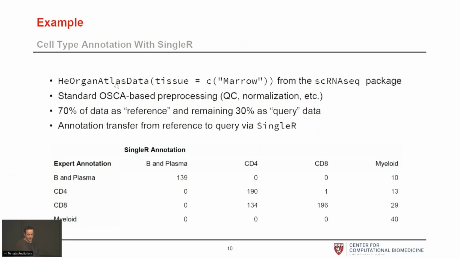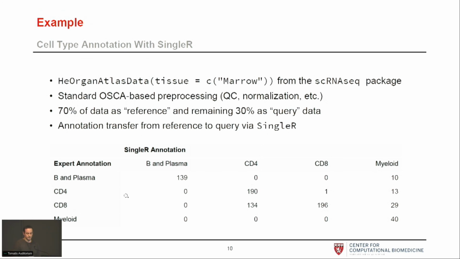Okay. Just to give a motivation example, this is a real data set with a real result. This is from the Organ Atlas data from the scRNA-seq package. The data has gone through the usual pipeline from the OSCA book, if you're familiar with it, QC, normalization. And then what we'll do is we'll split the data. 70% will be treated as a reference, and 30% will be treated as query. What's interesting about this data is we actually have the expert annotation for both the reference and the query. It's part of the data. But what we're going to do is annotation transfer from the reference to the query using SingleR. And these are the results.